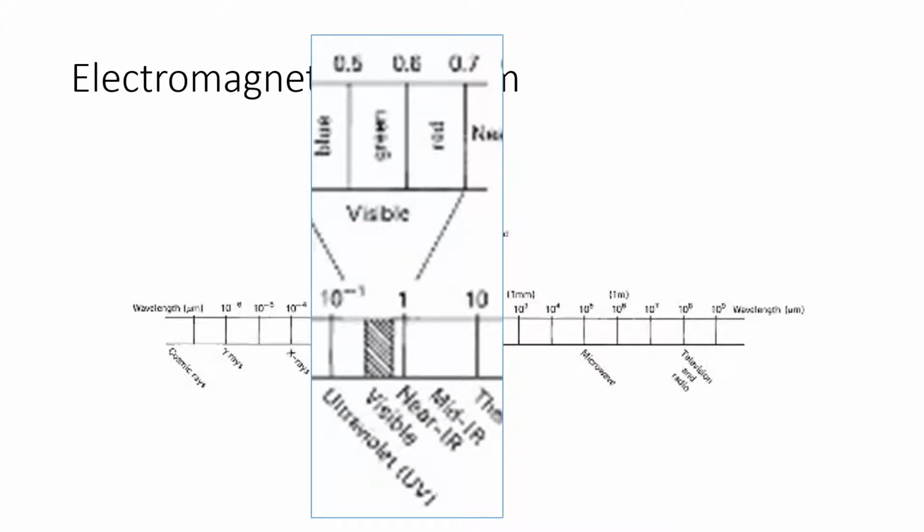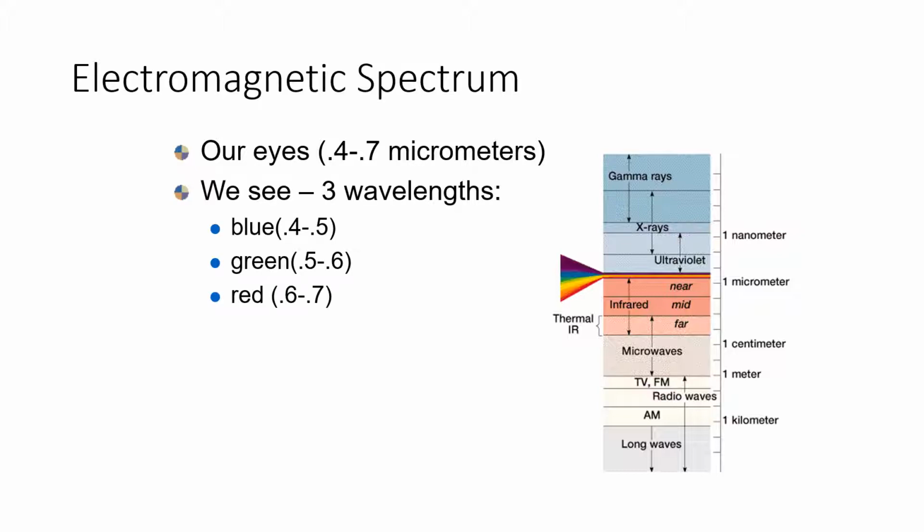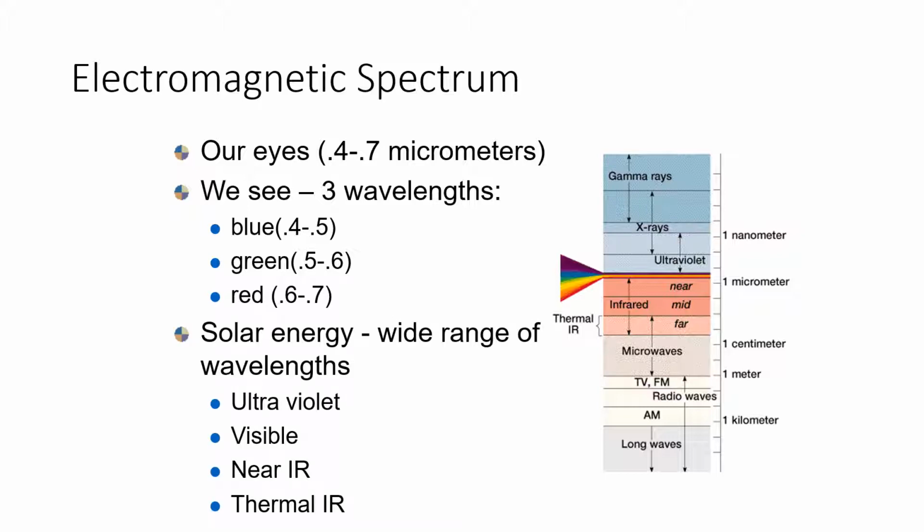Zoom in, you can see the visible spectrum. It's a very narrow part of the entire spectrum, but it's what we can see, from about 0.4 to 0.7 micrometers. And we can see the blue, the green, and the red: 0.4 to 0.5, 0.5 to 0.6, 0.6 to 0.7. Know these numbers, know these things. Solar energy covers a whole lot of stuff: ultraviolet, visible, near, and thermal.